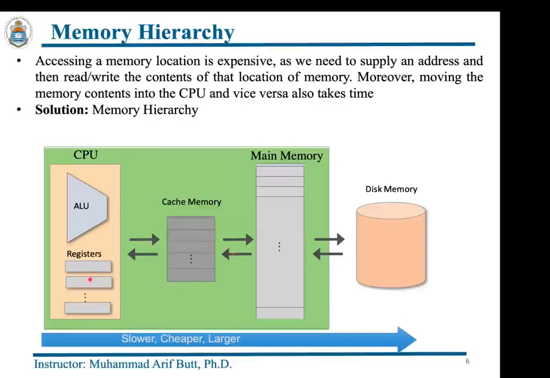So what data we want to keep inside the registers or the cache memory from the main memory, this depends on two principles, the principle of temporal locality and the principle of spatial locality. And these two principles are mostly taught when discussing the different architectures of cache memory. But for the time being, just remember, as we move away from the CPU, the memory becomes slower, cheaper, and larger.